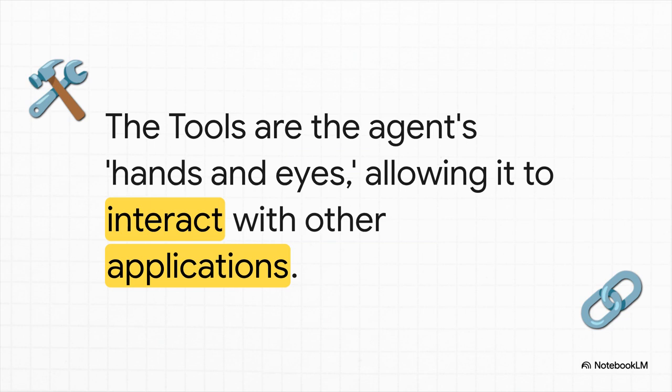Next up, the tools. Think of these as the agent's hands and eyes. These are basically the connections or APIs that let the agent interact with all your other apps. So if you connect a Gmail tool, it can read your email. If you connect a calendar tool, it can check your schedule. This is how the agent actually does things for you in the real world.